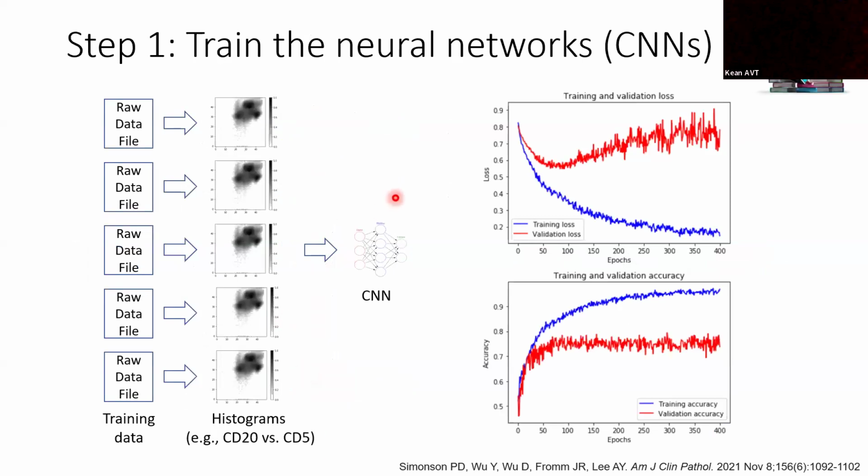So basically, we have to take all the raw data FCS files, convert them to the two-dimensional histograms, and train a convolutional neural network. How can we know whether it's being trained correctly? So we can look at how accurately it predicts the diagnosis for the number of cycles that it's been trained. Each cycle is called an epoch. Basically, that means it's presenting all the data to it this many times. So if it's epoch 100, it's seen all the data 100 times.